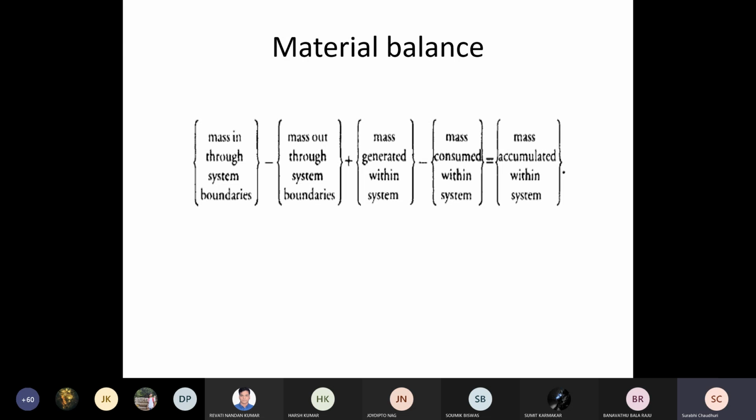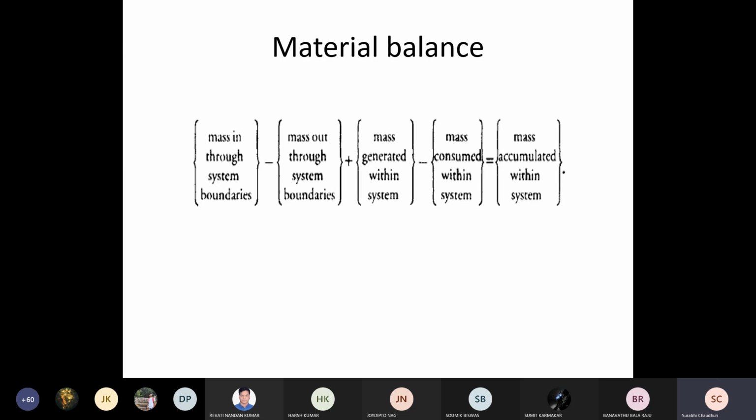Mass in through system boundary. Any system has a boundary. It may be a tank, it may be something else. So whatever, any system has a system boundary. What is coming in, we are considering continuously something coming in, continuously something going out, continuously reaction is going on. So how do we do the balance?